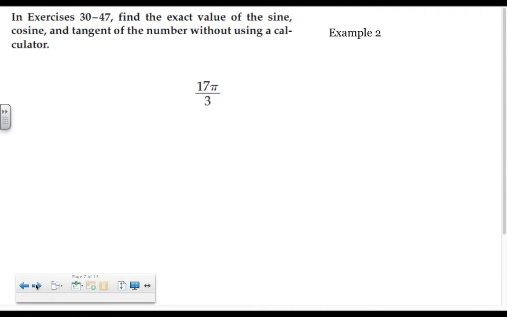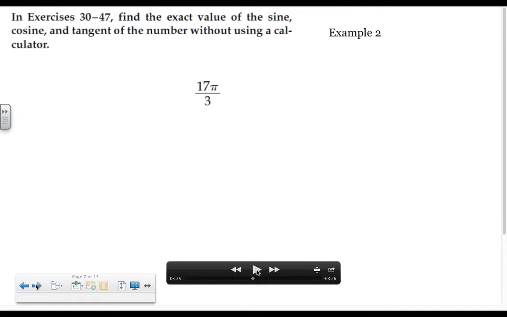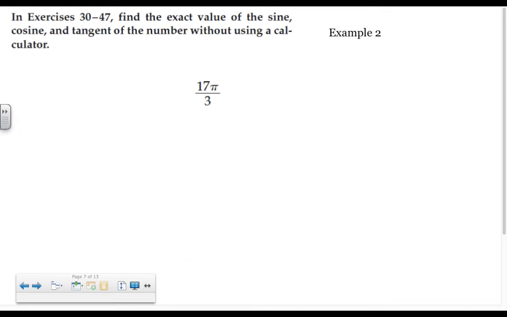All right, so this one, we want to find the sine, cosine, and tangent of this number without using a calculator. We're going to use the exact same process we used before by adding or subtracting 2 pi. And then once we do that, we find the sine, cosine, and tangent using our unit circles.